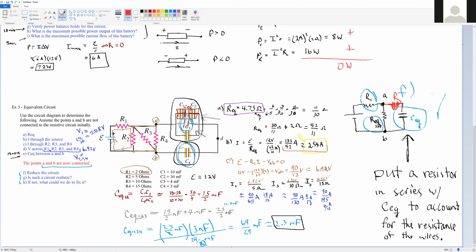I had a question for the CEQ part. Why are 1 and 2 added as if it was a parallel? Why is it not just 30 plus 40 or 30 plus 10?